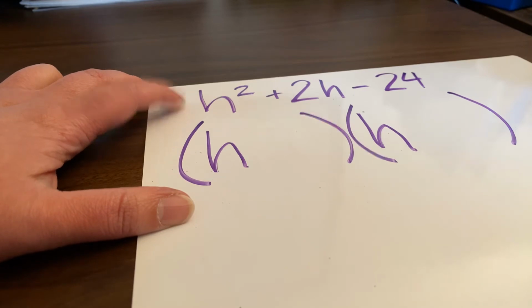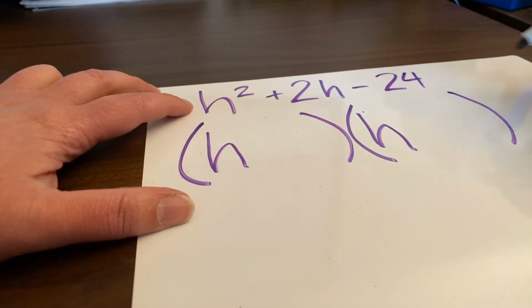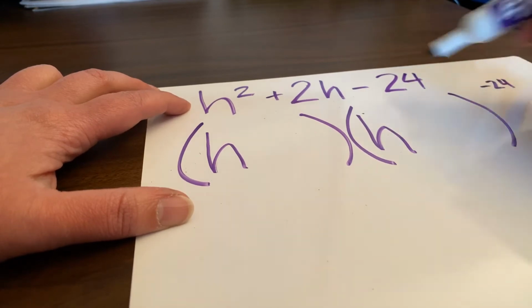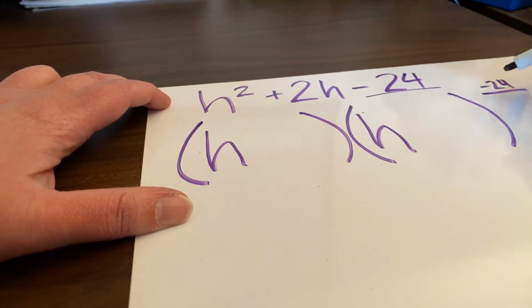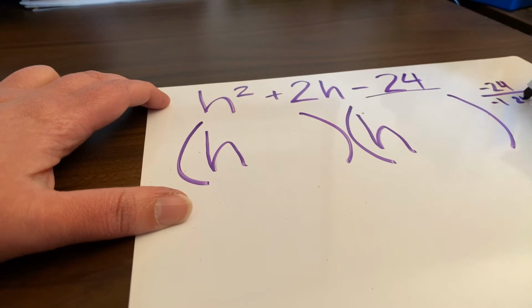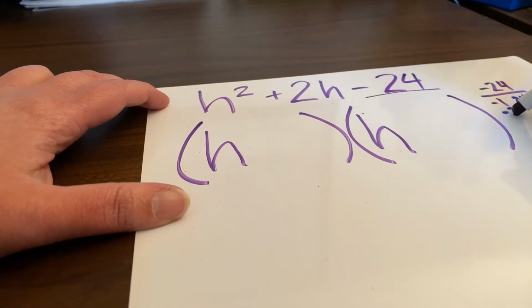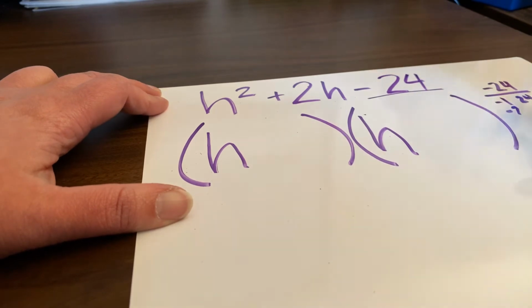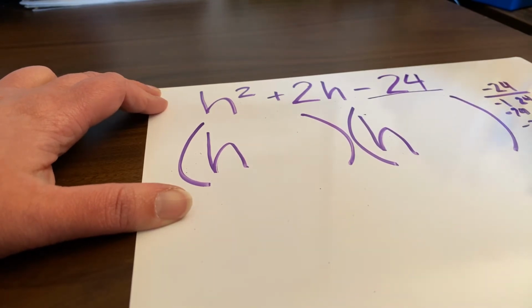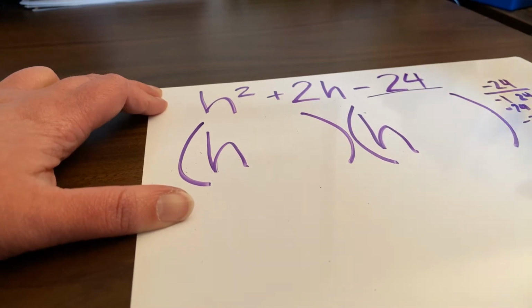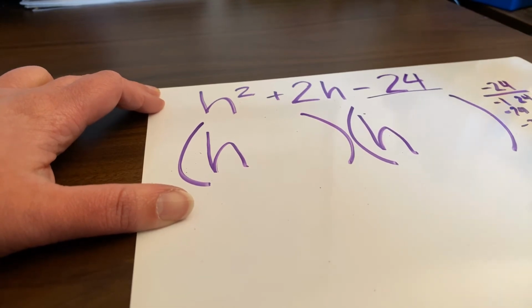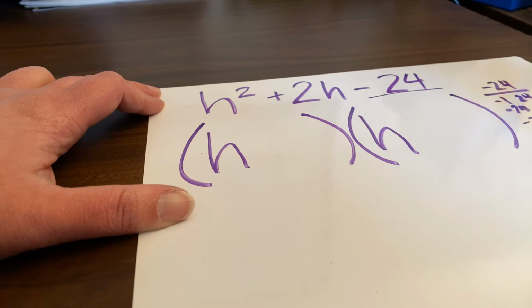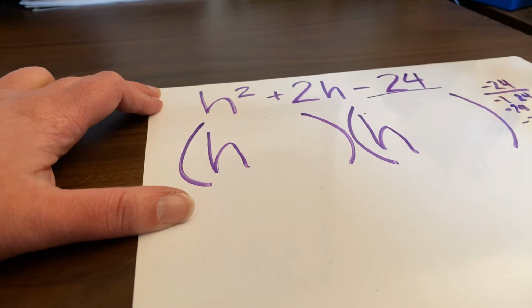What else do we know? We need to figure out what things multiply then to our last term, which is negative 24. What things multiply to negative 24? You could have negative 1, positive 24. You could have negative 24 and 1. How about negative 2 and 12? Or negative 12 and 2. Negative 3 and 8, or negative 8 and 3, or negative 4 and 6, or negative 6 and 4.